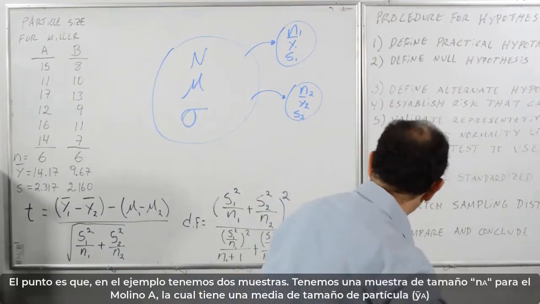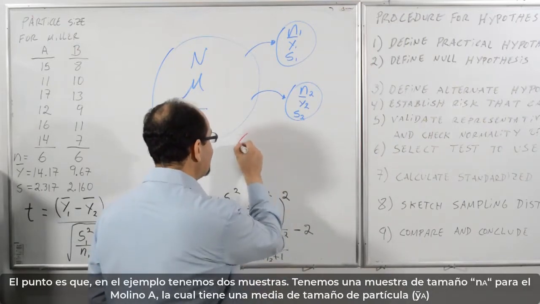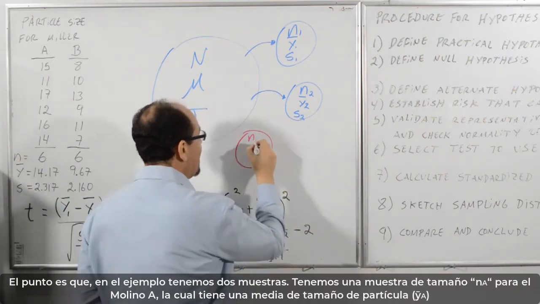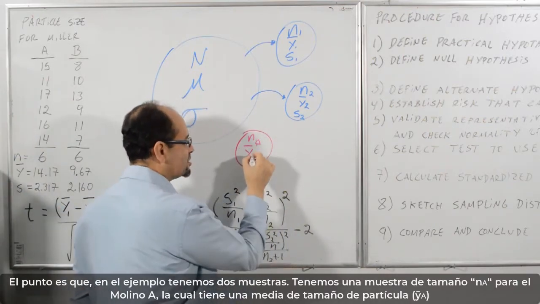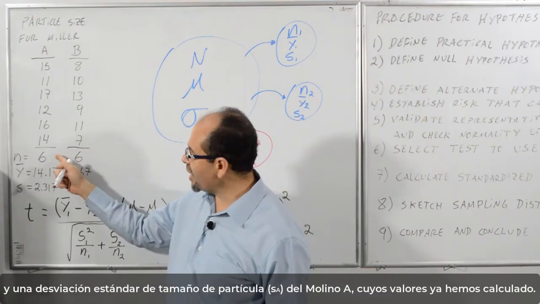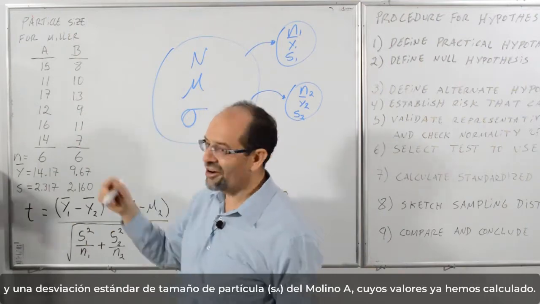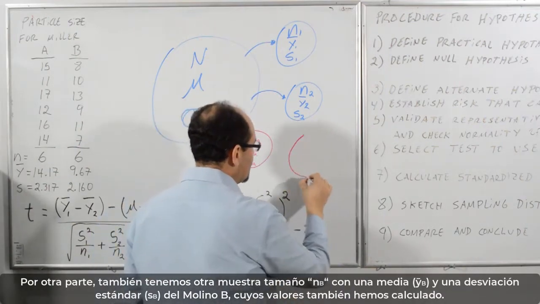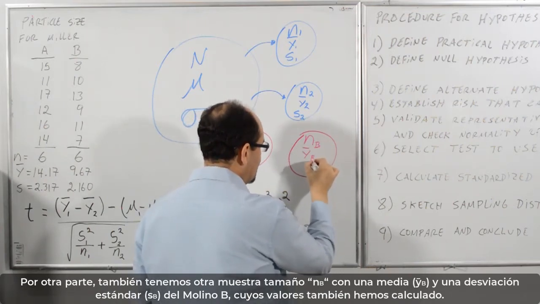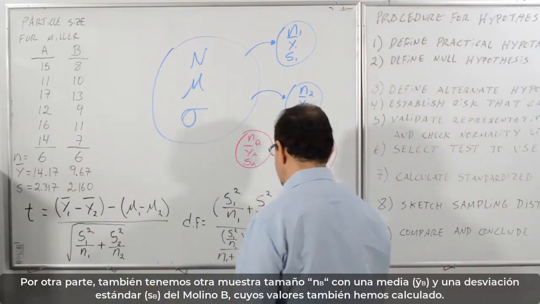The thing here is that currently we have two samples. We have a sample of size n for Miller A, which has a mean particle size for Miller A and a standard deviation for particle size of Miller A. And here we have the sample size, the mean, and the standard deviation for Miller A. On the other hand, we also have another sample, size B, with a mean for Miller B and then the standard deviation for Miller B. And here we have the data for the second sample.